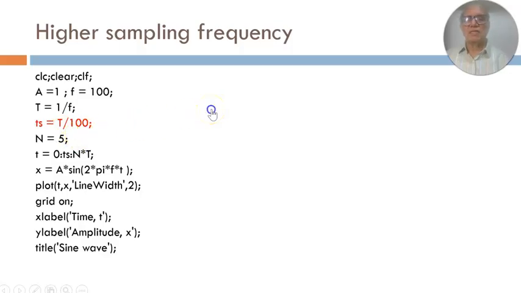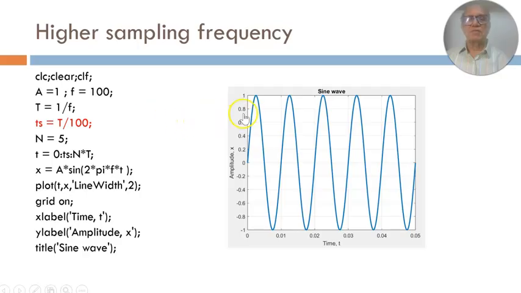And now if you plot the sine wave when you execute this program, this is what you get. You can see it's now able to reach the amplitude 1. You get a much smoother curve. The rest of the things are the same, from 0 to 0.05. The amplitude is 1 and you get a much smoother sine wave.